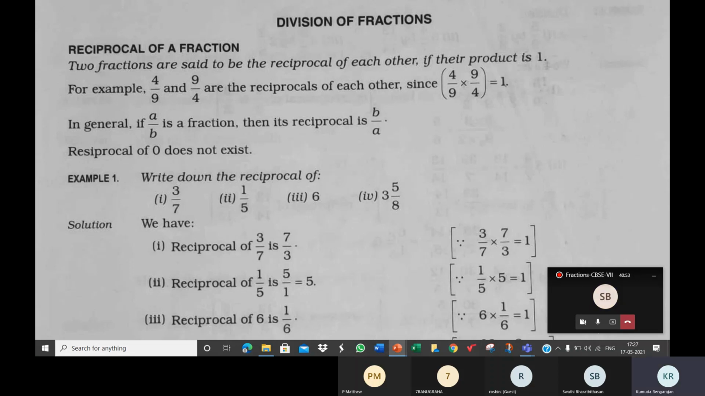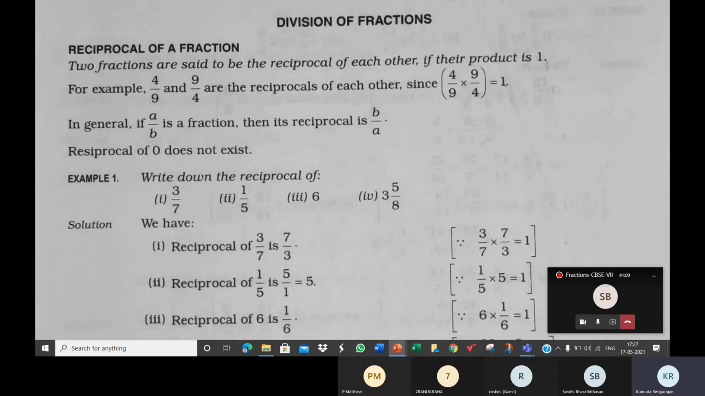All right. What is the reciprocal of P by Q, children? Ma'am, Q by P. The reciprocal of P by Q is Q by P.